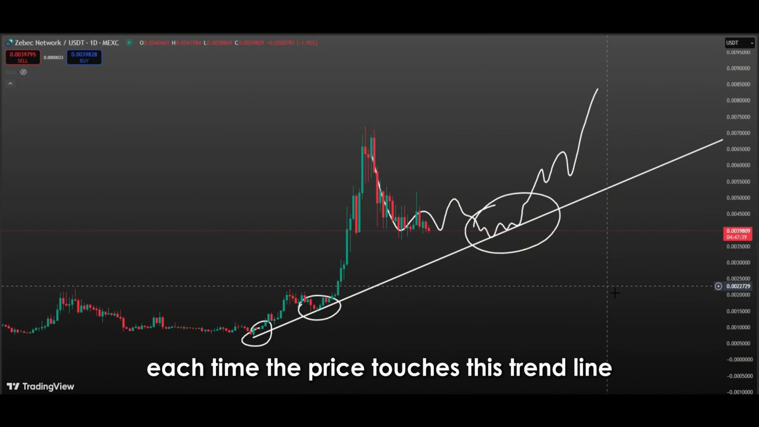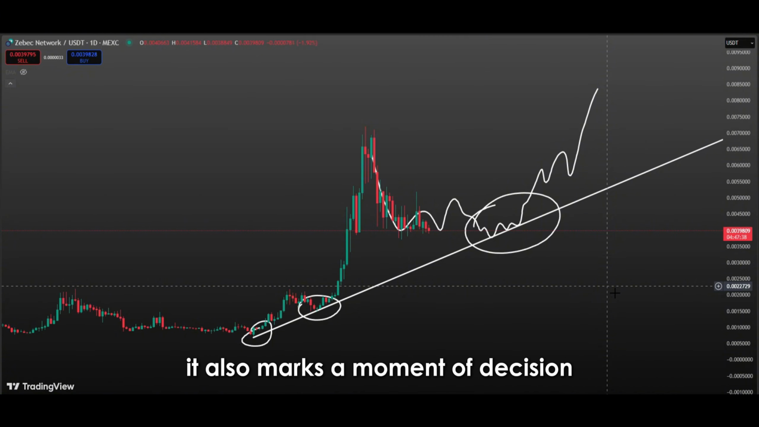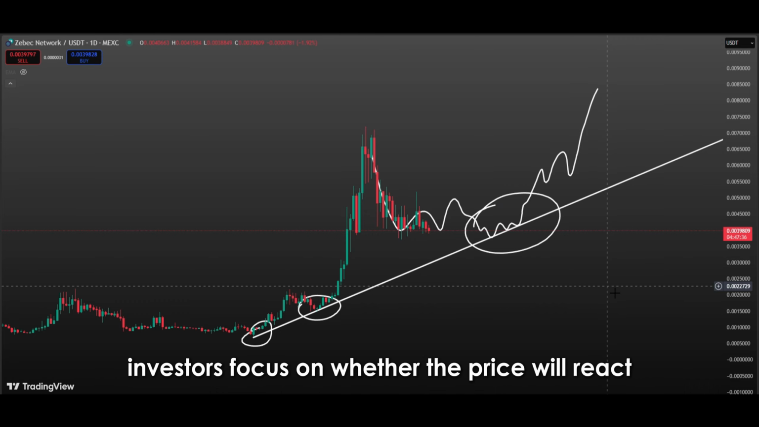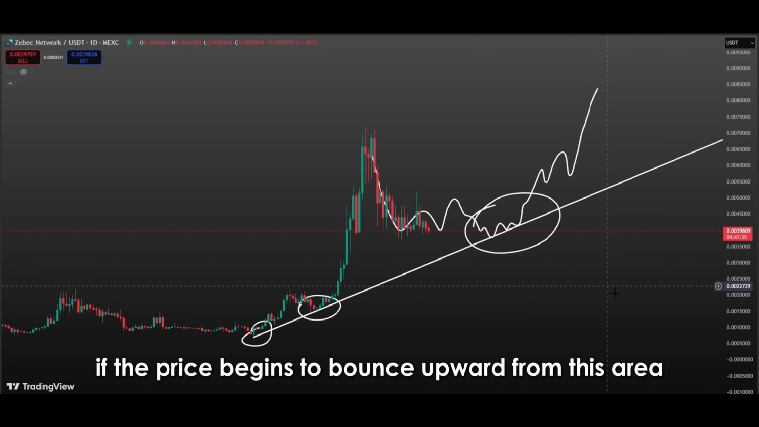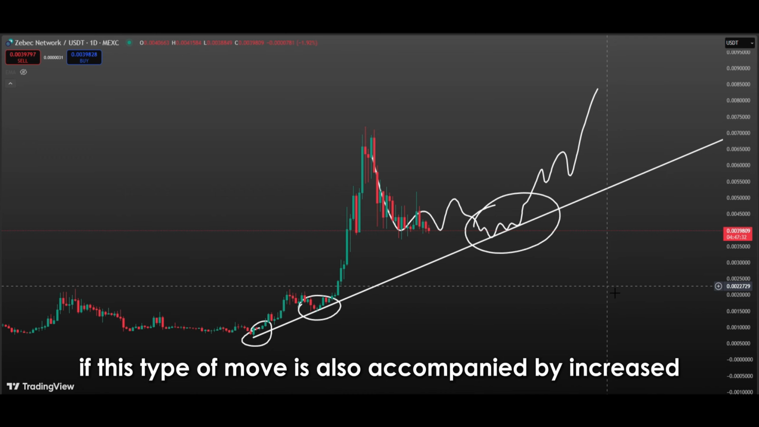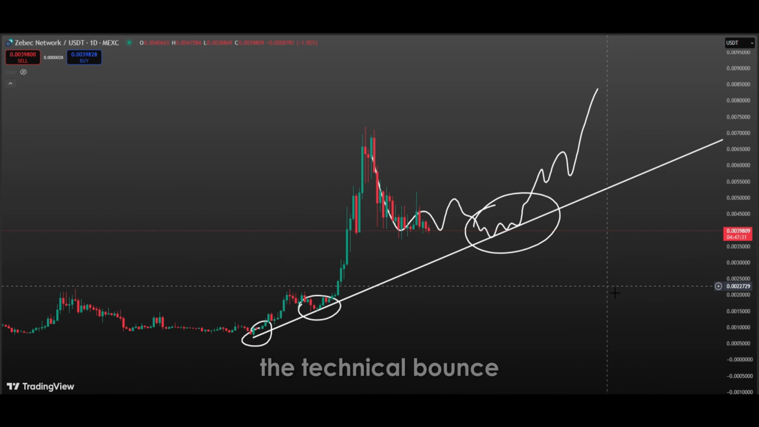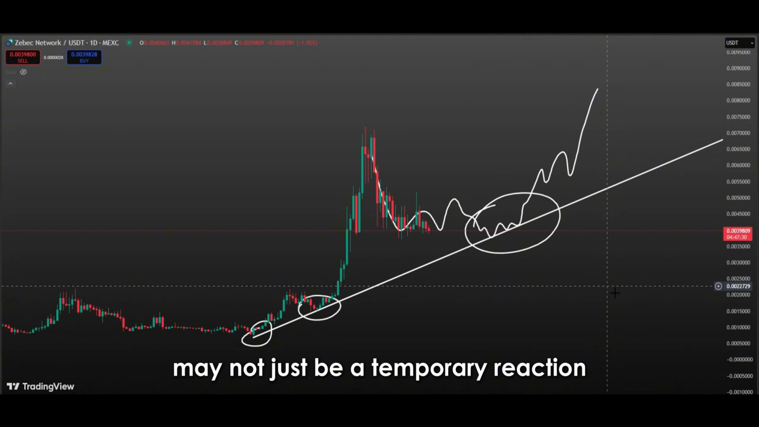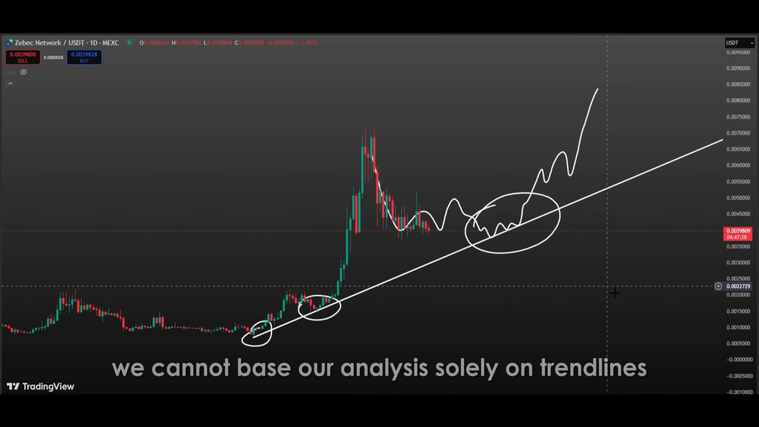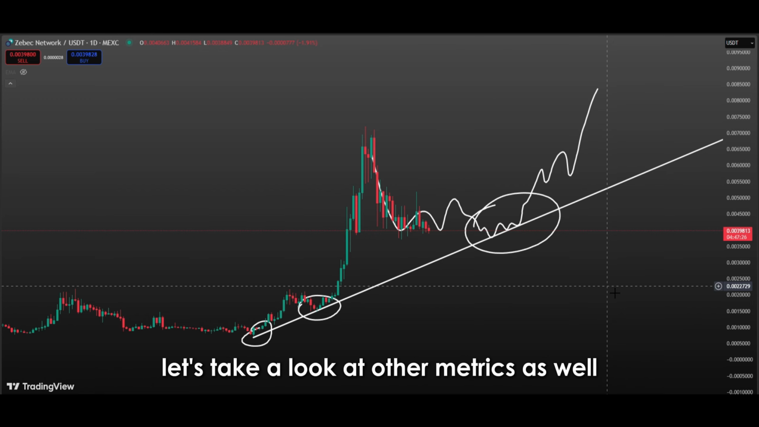Each time the price touches this trend line, it also marks a moment of decision. At that point, investors focus on whether the price will react. If the price begins to bounce upward from this area, it could signal the beginning of a new wave of buying. If this type of move is also accompanied by increased volume, then the technical bounce may not just be a temporary reaction, but rather the start of a new uptrend. But of course, we cannot base our analysis solely on trend lines. Let's take a look at other metrics as well.